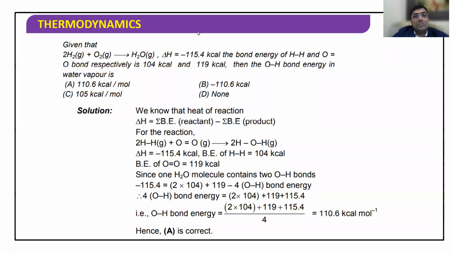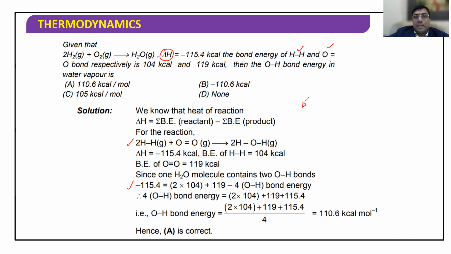How does this reaction take place? First, you have to break these bonds. Listen carefully. 2H2 means you have to break two H-H bonds. And the O double bond O also you have to break. And this bond should be formed, the OH bond should be formed. Clear or not? All the energies are given here. So write this, reactants minus products. Minus 115.4, delta H is given already. The heat of the reaction is given.